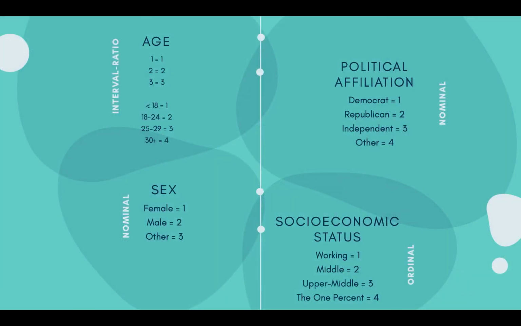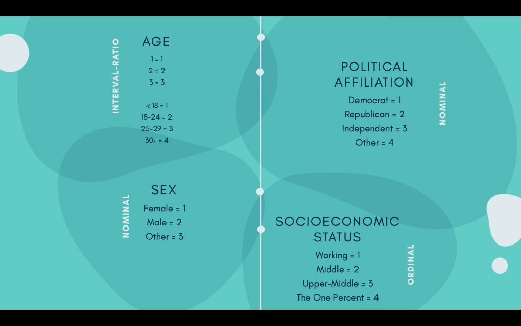So if we look at our earlier examples, we can break down into various types of variables. Sex here is a nominal variable, even though we have numbers attached to it. That's because they're categories. One's not better than the other, right? Same for political affiliation. Socioeconomic status here is ordinal, right? We can rank order, but we don't know the distance between working and middle, and between middle and upper middle, and between upper middle and the 1% aren't the same, right? You might even say that the distance between upper middle and the 1% is much larger than the distance between working and middle.